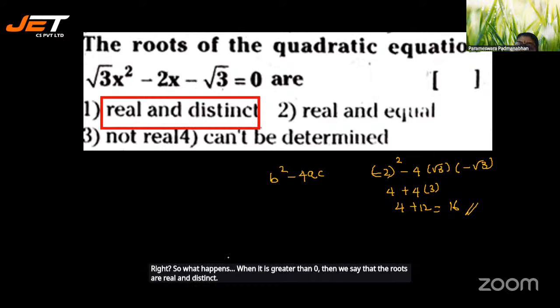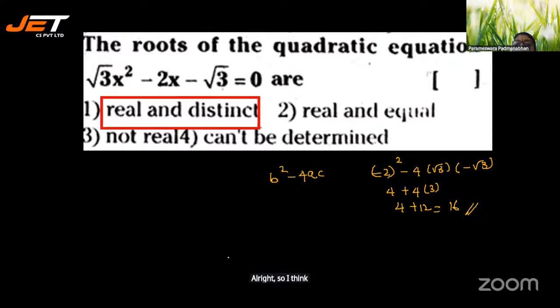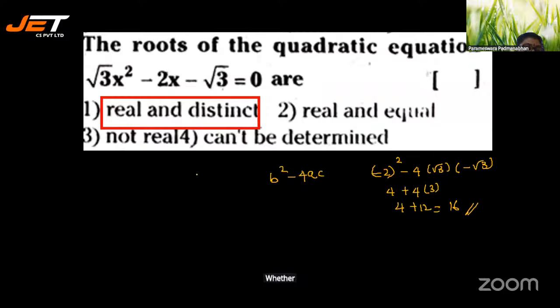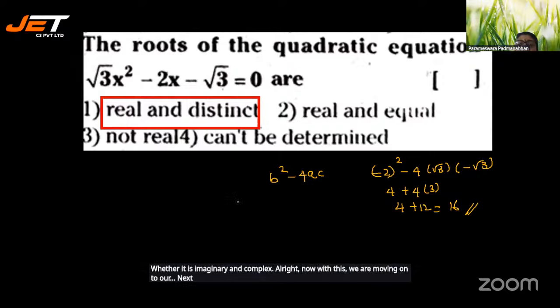All right. So I think you would have understood this. You just have to find out b square minus 4ac and then explain whether the roots are real and distinct or whether it is unequal or whether it is imaginary and complex. All right. Now with this, we are moving on to our next question. Right. Now see here.